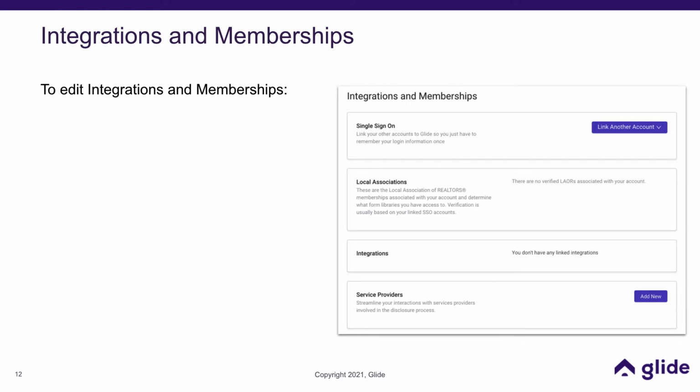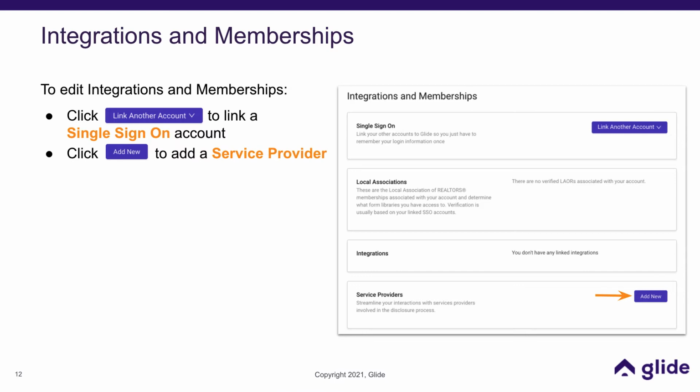There are currently 8 options to use single sign-on to log into your Glide account. Once you click on Link Another Account, you can select either Google or one of the 7 MLSs that we partner with for single sign-on. You can also add service providers to help streamline your interactions with those service providers that are involved in the disclosure process by clicking Add New, then entering the service provider's email address or a referral code.